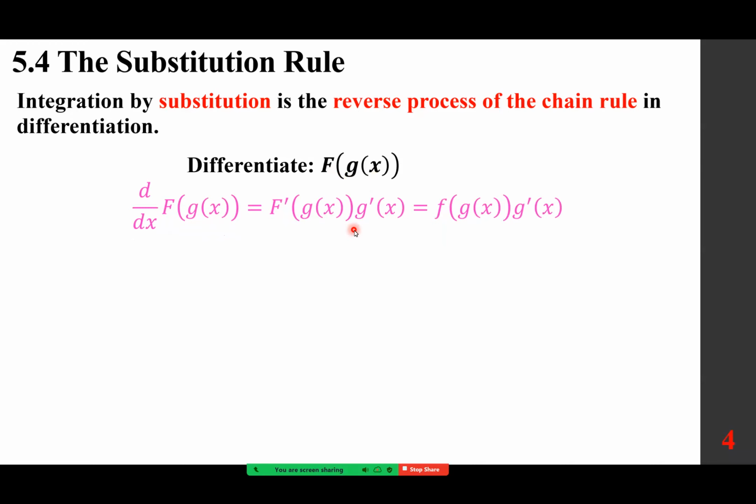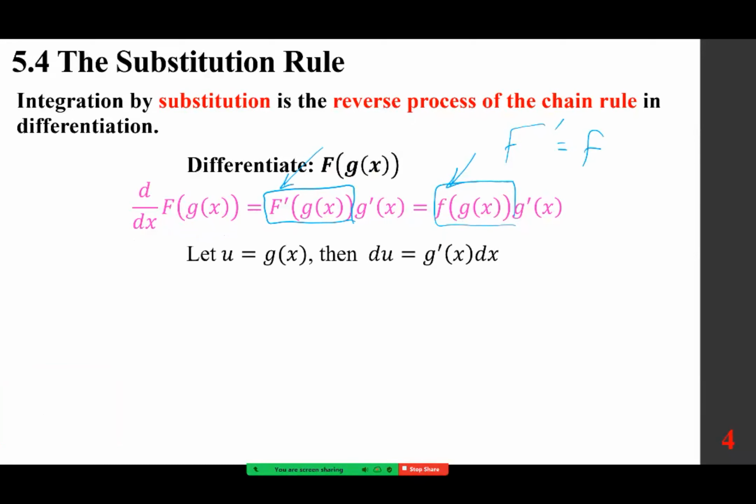And normally we represent capital F prime with lowercase f. That's why this is replaced with this, in essence. Now, if we let u represent g of x, that's what's known as the u substitution in essence. And then du is g prime of x dx, because remember, du dx is g prime of x and du is g prime of x dx.